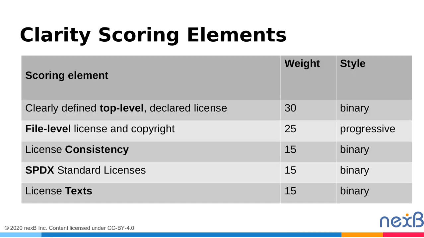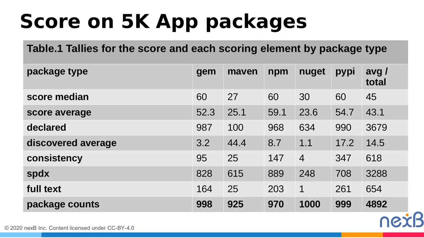So for each of these five elements, we've assigned a weight. And then we can compute these automatically because they are factual. You know, there's no ambiguity. And that's the essence of the scoring for license clarity.